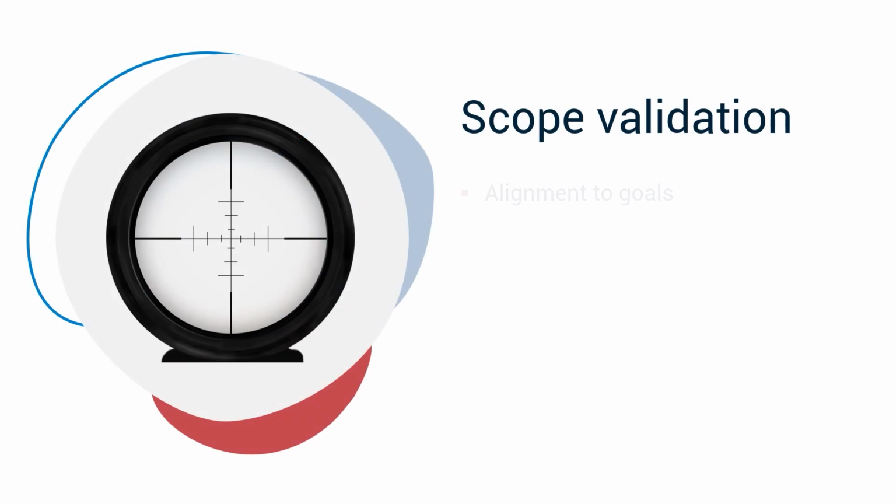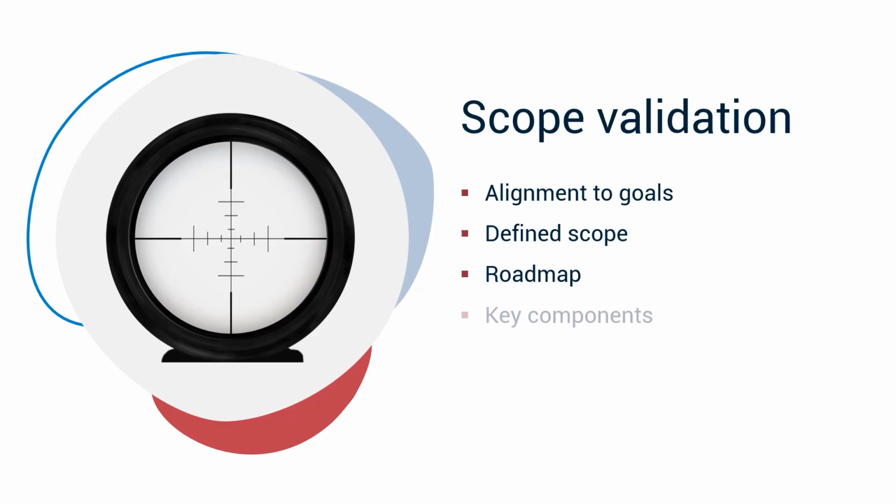Scope validation aligns with the first phase of the program lifecycle, program definition. You want to articulate strategic alignment to company goals and define the program scope clearly. Your program should define expected benefits in measurable terms. The program roadmap illustrates the sequence and integration of the program's key components. Having these defining elements of your program firmly in place will help manage your stakeholders and their expectations.